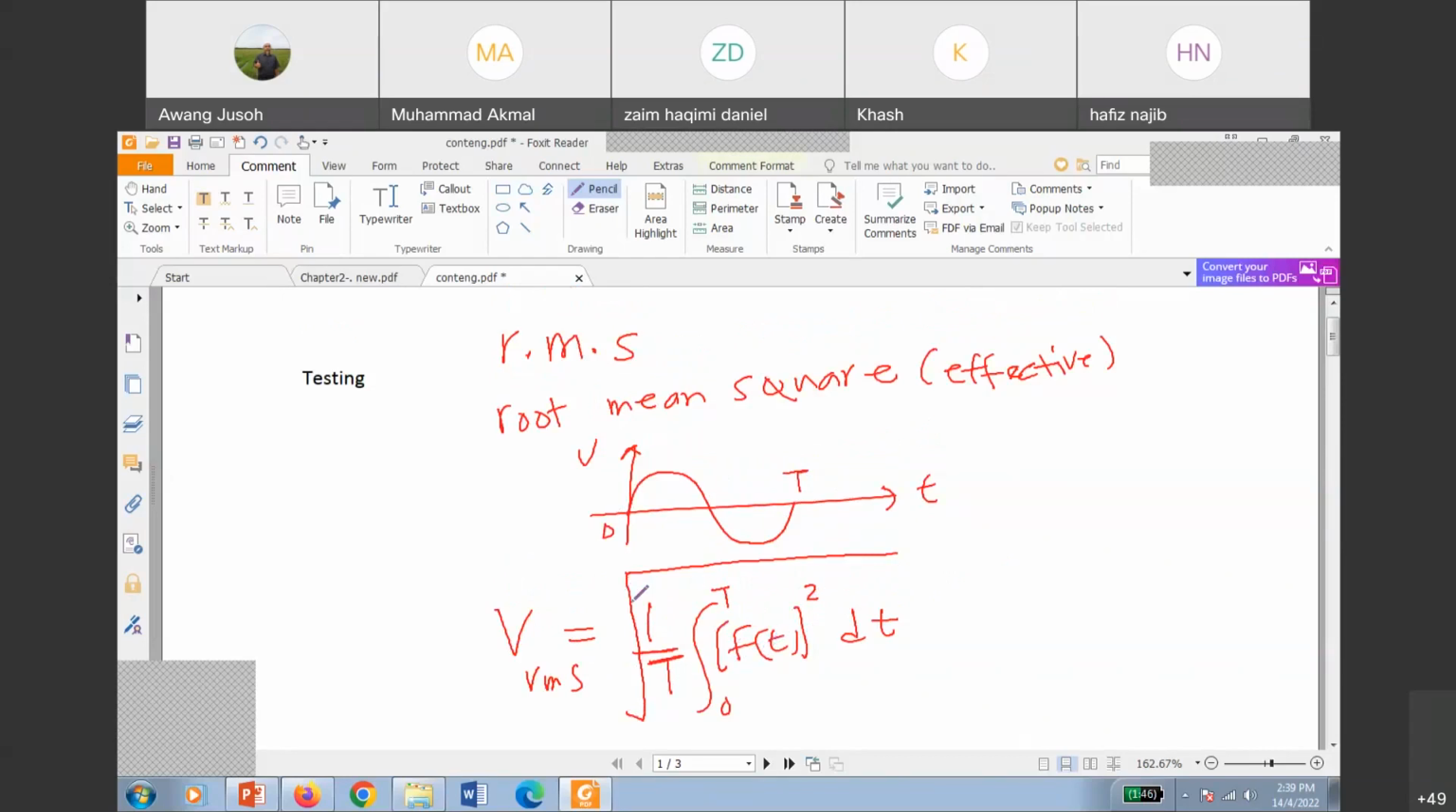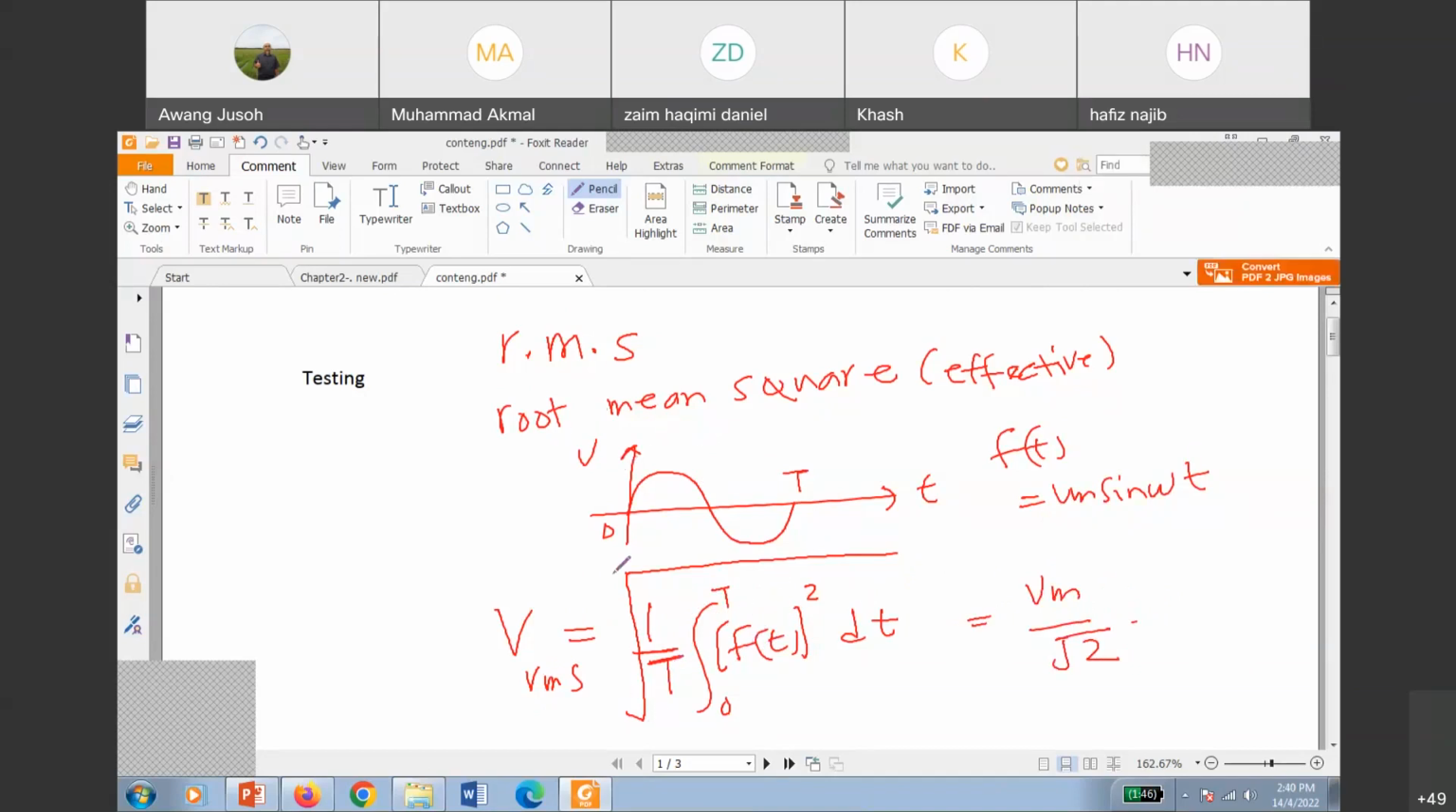For our case, f of t equals V max sin omega t. You integrate this, divide by T, and then take the square root, and you get the formula for voltage equal to V peak divided by root 2. We didn't show you how we get this one. Basically it is based on this term, root mean square.